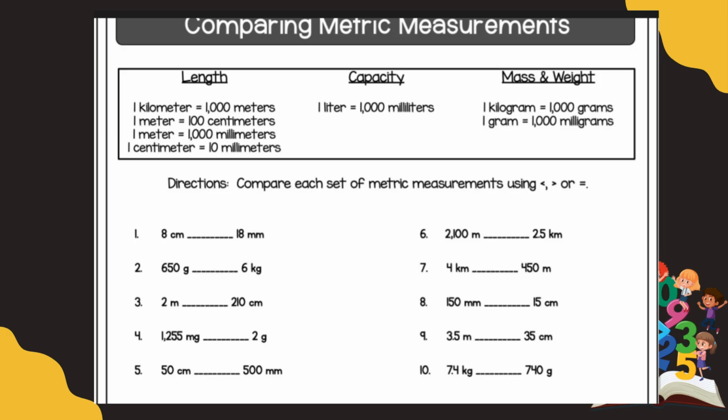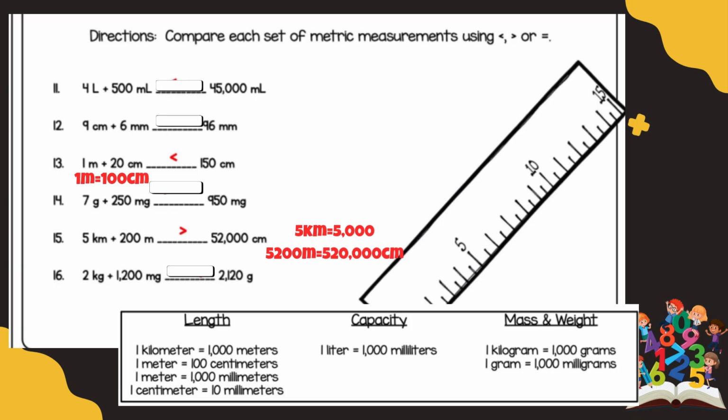I'm going to repeat, in order to compare these units, they have to be converted to the same unit. And it's easier to convert these units to the smaller unit. So for numbers 11 through 16, it gets to be a little more challenging. So you're going to compare each set of metric units using less than, greater than, or equal to. Again, you need to change them all to the same unit. And it's easier to change them all to the smaller unit.